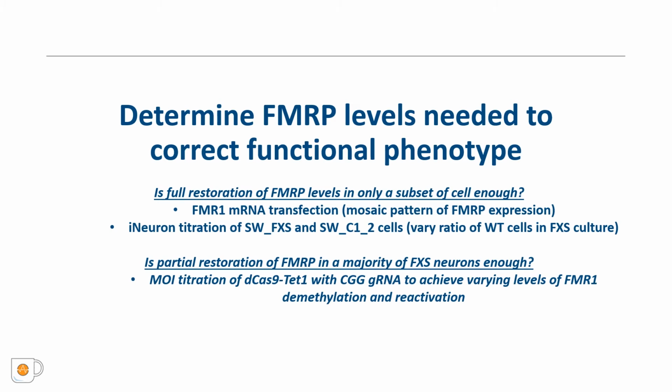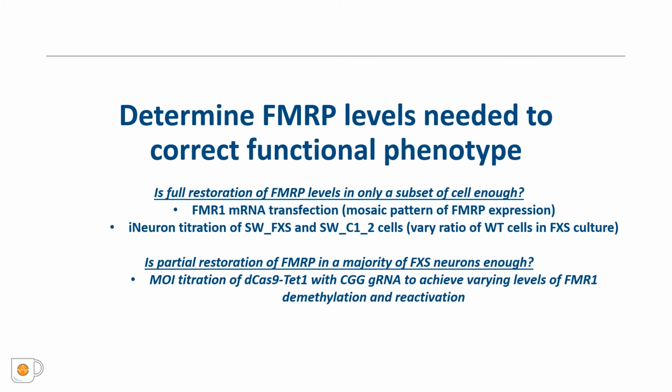First, we asked if full restoration of FMRP levels in only a subset of cells was enough. We used FMR1 mRNA transfection experiments, along with experiments where we titrated in FMRP-expressing cells in varying percentages into Fragile X cultures. These experiments essentially created FMRP mosaicism in a dish.